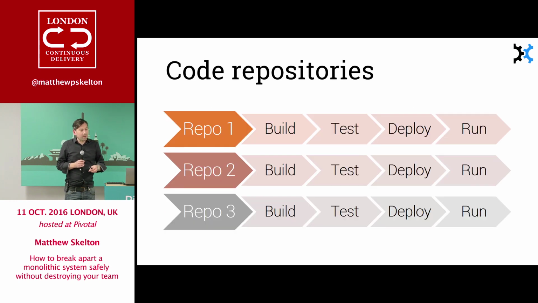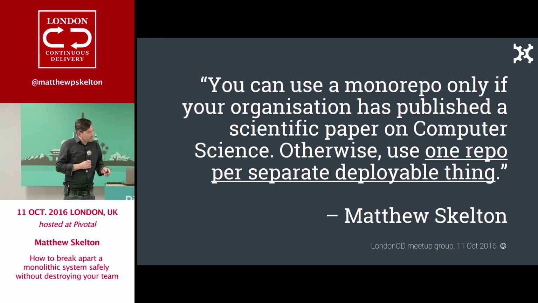So if we've got something that we want to deploy and run, it has its own version control repository. It's as simple as that. And I came up with a bit of a rule this afternoon. Google use a mono repo, and there's people talking about it, and people asking, should I use a single Git repository? Basically, if you've published a scientific paper in a peer-reviewed journal, then you can use a monorepo, that's fine. But otherwise, just stick to one repository per deployable thing. Much easier.